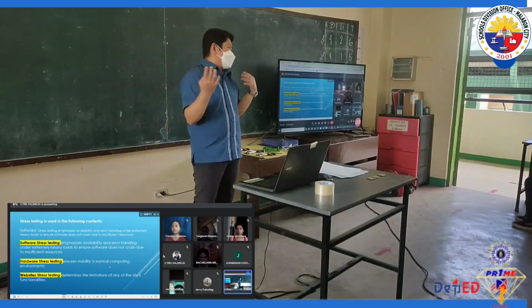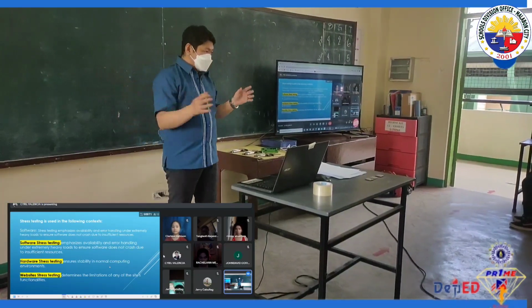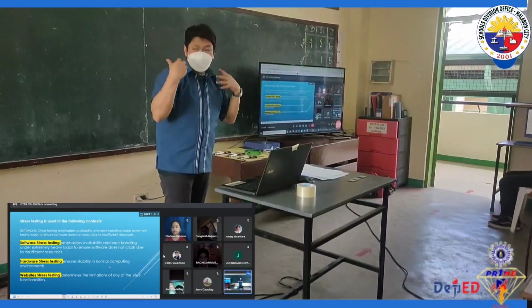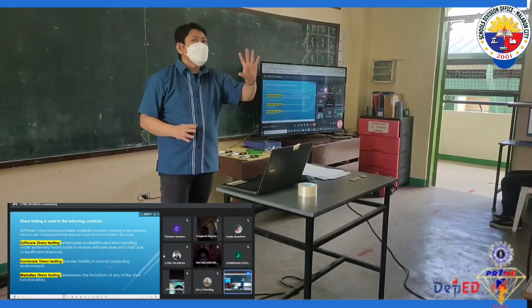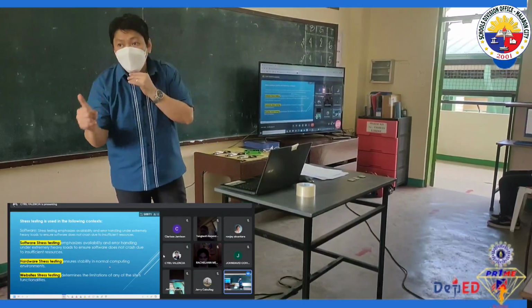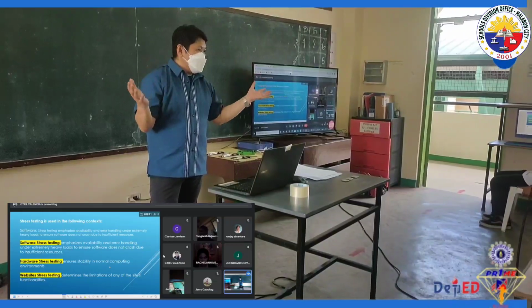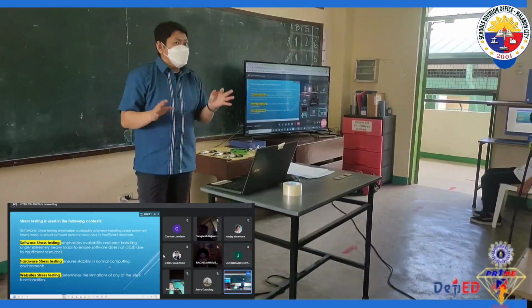Kamukha nito, kung titignan nyo mabuti. Naka-air condition ba tayo? Hindi po. Is the room well ventilated? Maayos ba ang takbo ng hangin? Okay naman siya. Pero as you can see, the computer shields are on. The computers here are all working. Ibig sabihin, kinakaya naman ng mga devices dito, ng mga computers dito.